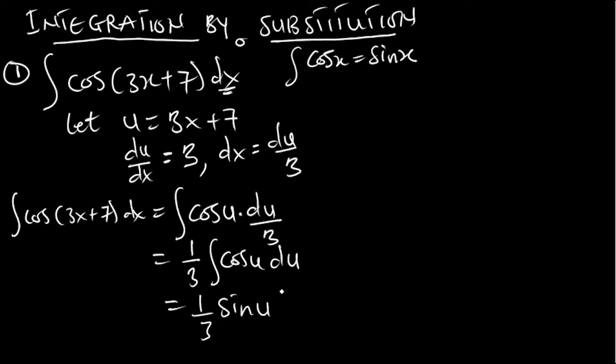Since this does not involve limits, I'll bring my constant plus c. So my final answer will be 1 on 3 sine. But do I know u? Yes, I know u to be 3x plus 7, plus this constant c. So this is the final answer by substitution.